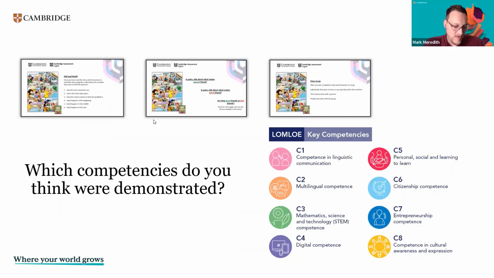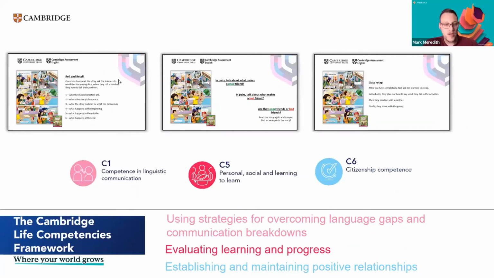I guess people are really having a think about it. Oh, nice. Yeah, C1, C5, C6. Citizenship has popped up there. Excellent. C8, cultural awareness and expression. Nice. Lola's in agreement. Wonderful. 1, 5, 6, 8. I think we're all on a similar page. We said 1, 5, 6, and I couldn't agree more that I think 8 is also involved there.